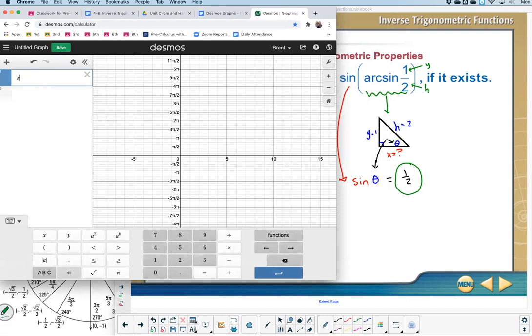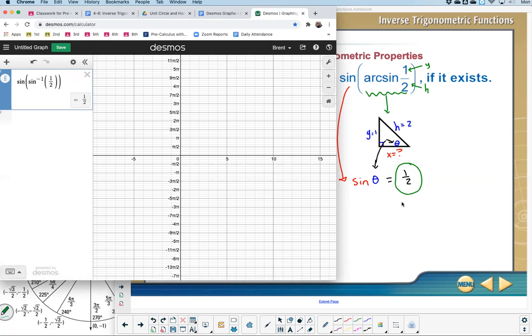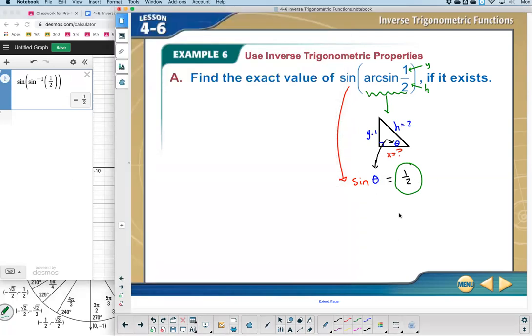So here we go. Arc sine is the same thing as sine to the power -1, sine inverse. And I got to put that in Desmos as a fraction in parentheses. So 1/2, and I'm going to change this to a fraction. It says the answer is 1/2, just what I got. So we did do that correctly here.